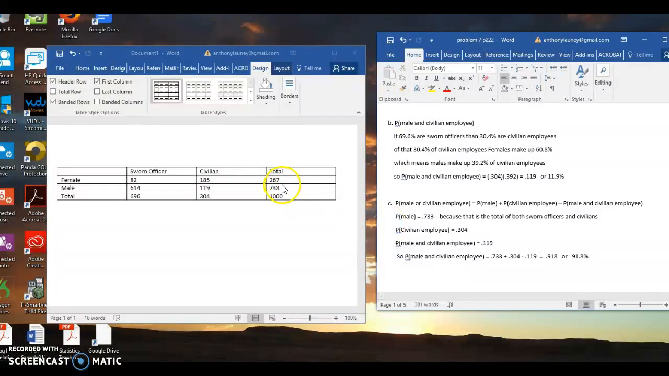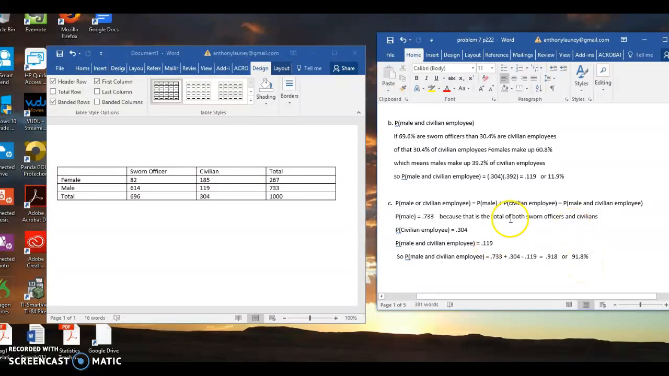So the probability of a male is 733 out of 1,000, so that's 0.733. The probability of being a civilian employee is 304 out of 1,000. The probability of a male and civilian employee, well, we got that one, that's 0.119. So we're going to add the first two and then subtract 0.119. So we have 0.918 or 91.8%.